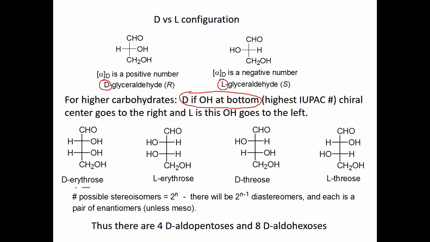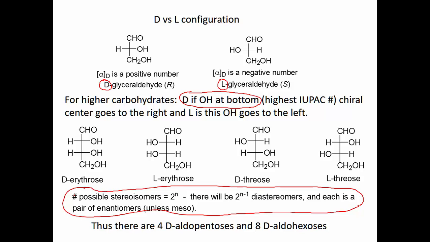It's important to remember this important equation from the chirality chapter. The number of possible stereoisomers equals 2 to the n. That's the maximum number of stereoisomers. Of these 2 to the n, there will be 2 to the n minus 1 diastereomers, and each of those diastereomers is going to be a pair of enantiomers with a D or an L in front of their name.